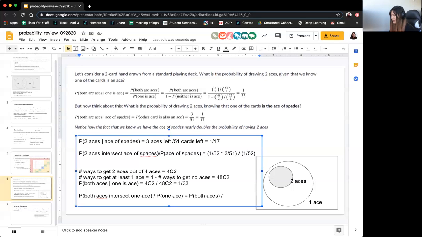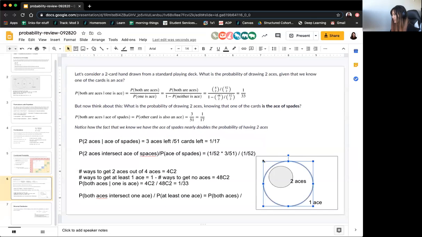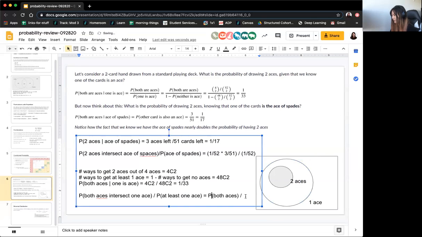And I think here we actually have to be more specific by saying at least one ace. Because if we just have this to be one ace, these won't intersect, whereas this has to be at least one. So this will be the probability of both aces divided by the probability of at least one ace, which I think all matches up. 4 choose 2 divided by 48 choose 2, and it'll give us the same answer of 1 over 33 that way. Hopefully that helps.